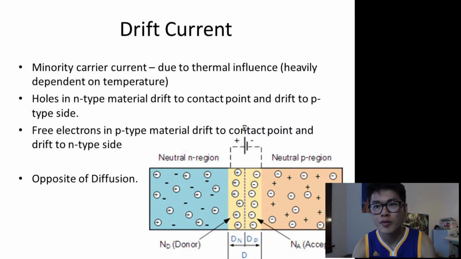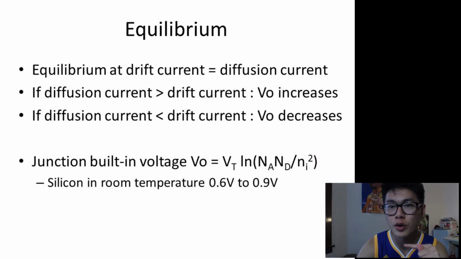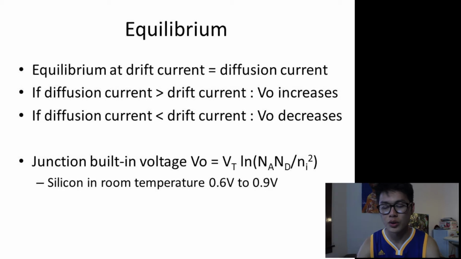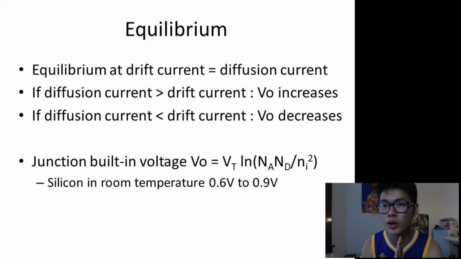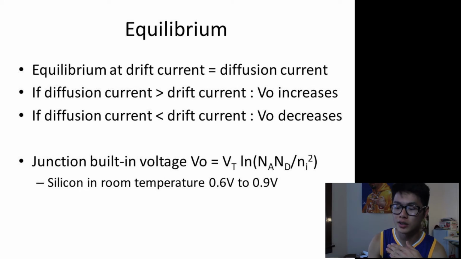Then we would have equilibrium, because we have the drift current going one way and the diffusion current going the other way. Equilibrium is when they are equal to each other, and then there's no more net current. But if diffusion current is greater than the drift current, V0 would constantly increase until we reach the equilibrium point. On the other hand, if diffusion current is less than drift current, V0 would decrease until we reach the equilibrium point.